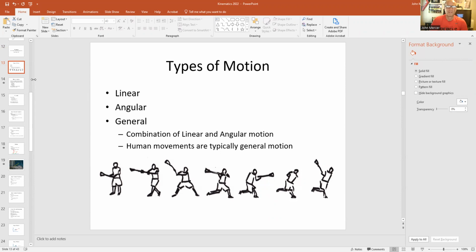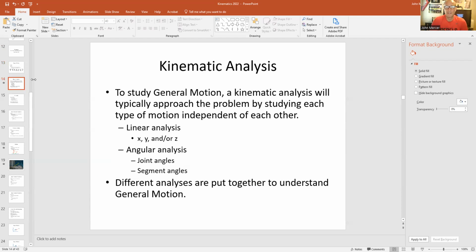There can be some specific movements that we can say are linear movements or specific movements that are angular, but mostly the types of movements that we're interested in, throwing a ball, kicking a ball, swimming, what have you, is going to be general motion. And what we do in our kinematic analysis is we will break that movement into different components and then study those smaller components, and then bring those components back together to understand the general motion. So what we'll do typically is do a linear analysis, then we'll do an angular analysis, and then we pull those together to understand general movement.